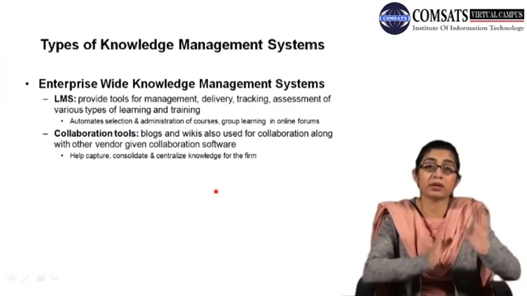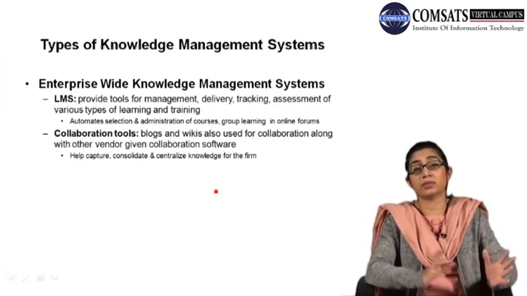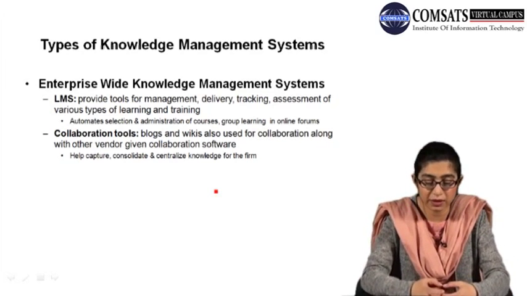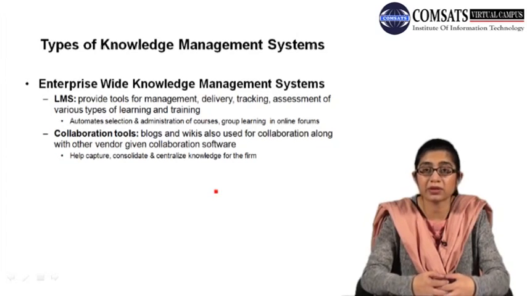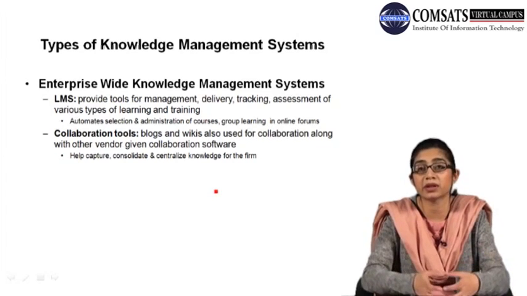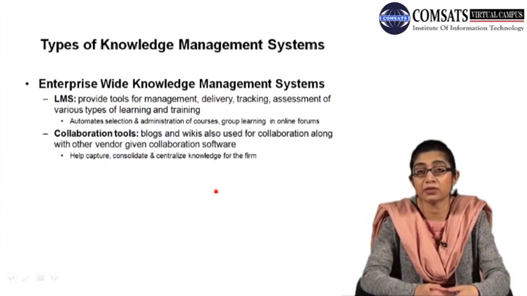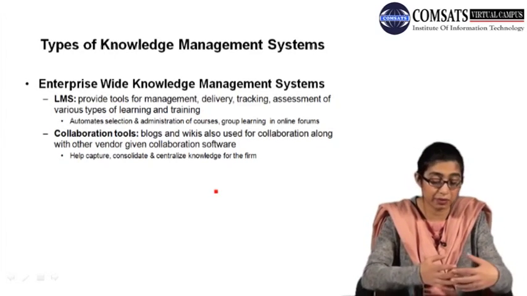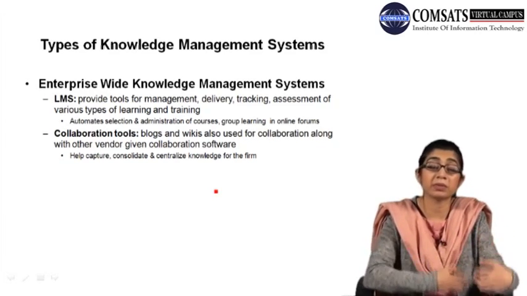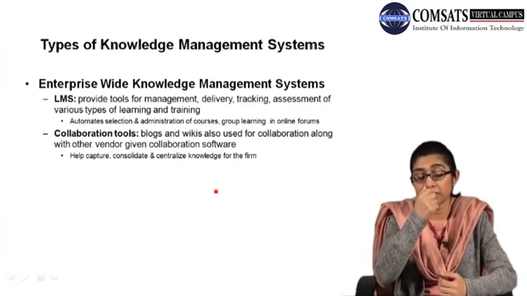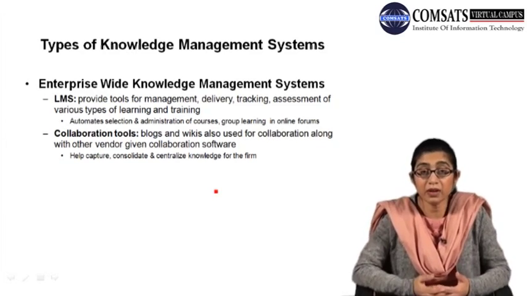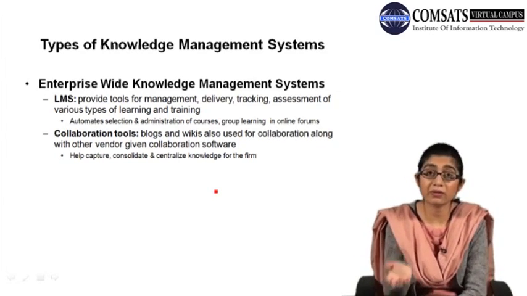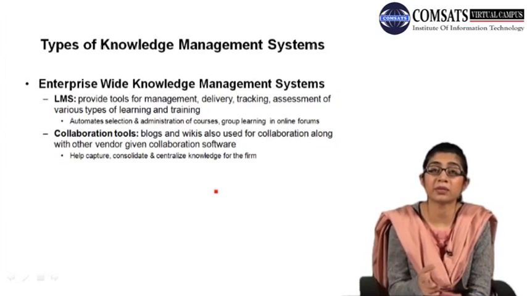Collaboration, again, we've talked about collaboration before as well. Collaboration occurs between different people that are not present at the same time, and usually this collaboration happens with the help of telecommunication tools, or through the internet or online technologies. For example, blogs and wikis, कि हमने पहले भी बात की थी, that they are very strong technologies that are used for collaboration, along with other vendor provided collaboration software.